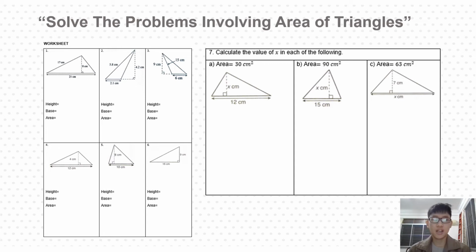So this is the worksheet that the teacher provided to the students, and the students can answer it on the worksheet. After that, they can try to find the height, the base, and then the area of the triangle. They do it in the worksheet, and after they discuss and find the answer, they can make a presentation in front of the class.